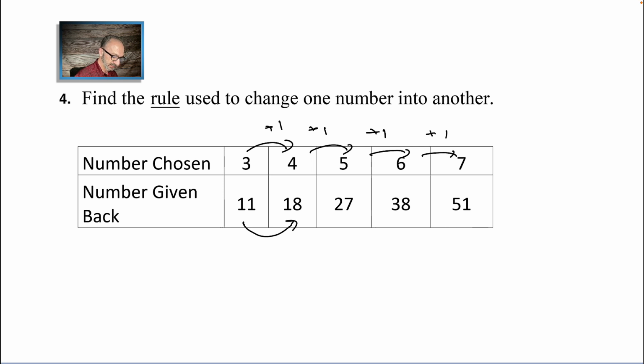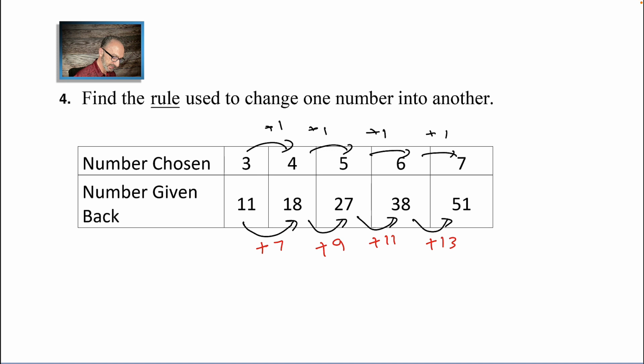Find the difference right here. If the difference is constant, that's going to be a linear function, and that constant is actually the slope. But let's take a look. 11 to 18, we're adding 7. 18 to 27, that's not 7 anymore, it's 9. 27 to 38, that's 11. And 38 to 51, that's 13.